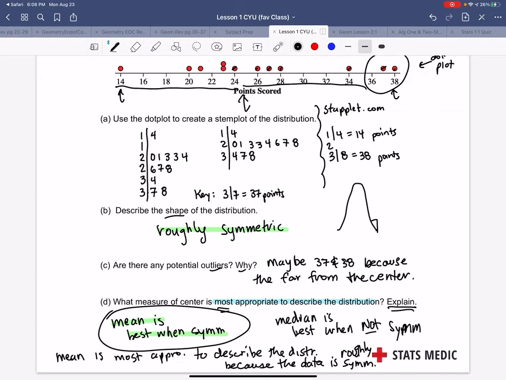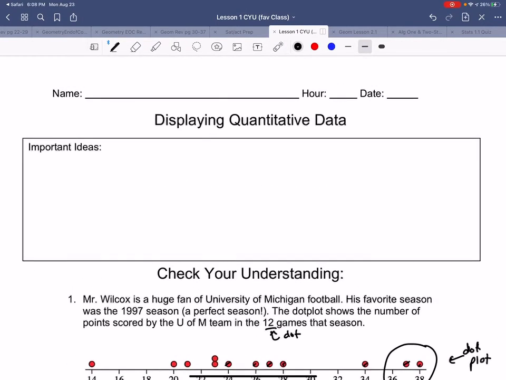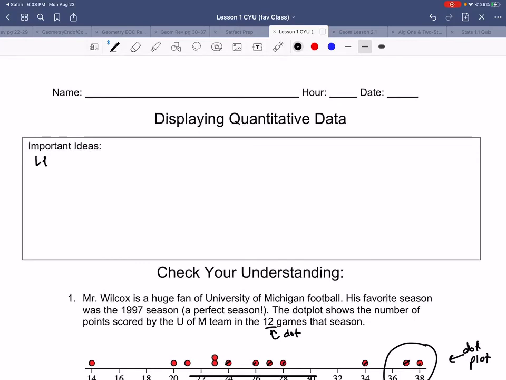Okay, so almost done with kind of summarizing our lesson here. I just want to go to notes. And again, this is probably not for everybody, but definitely for a couple kids that were absent. Okay, so scanning up to the top here, what were some important ideas? Notice our first learning target we talked about on the other page was the shape, right? We can talk about the shape when we're talking about quantitative data. And we got to see a few examples of that.